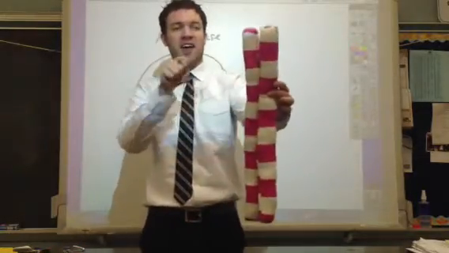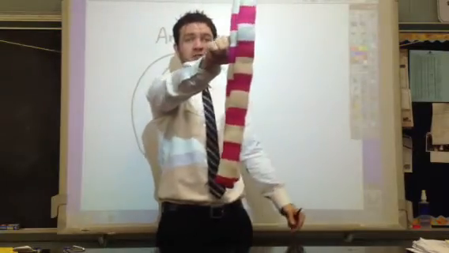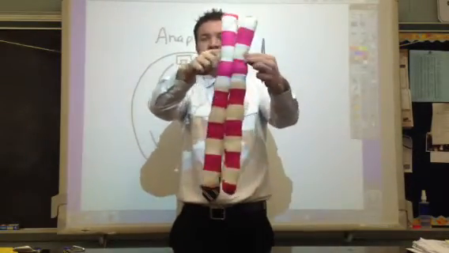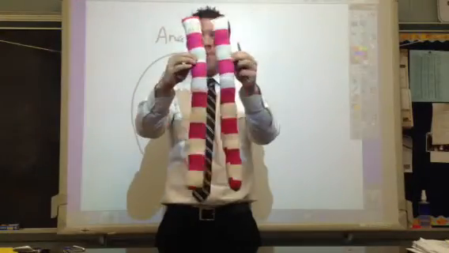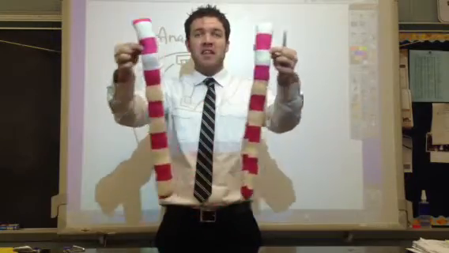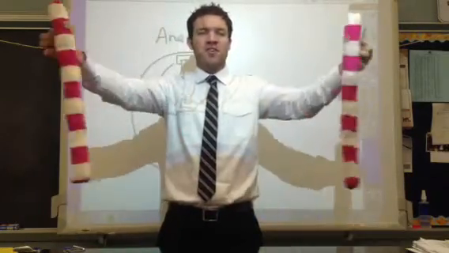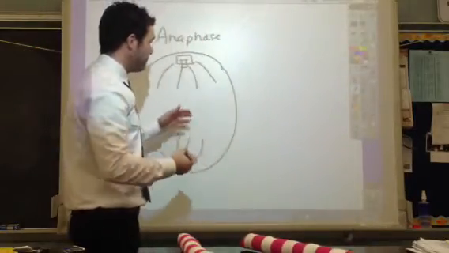What will happen to the replicated chromosome? Imagine I've got an attachment on one side, and the other centriole has an attachment on the other side, and we start to pull. It's going to snap. You can see that. So my replicated chromosome, which was connected via the centromere, is split. My sister chromatids are no longer together. So we're going to draw that.